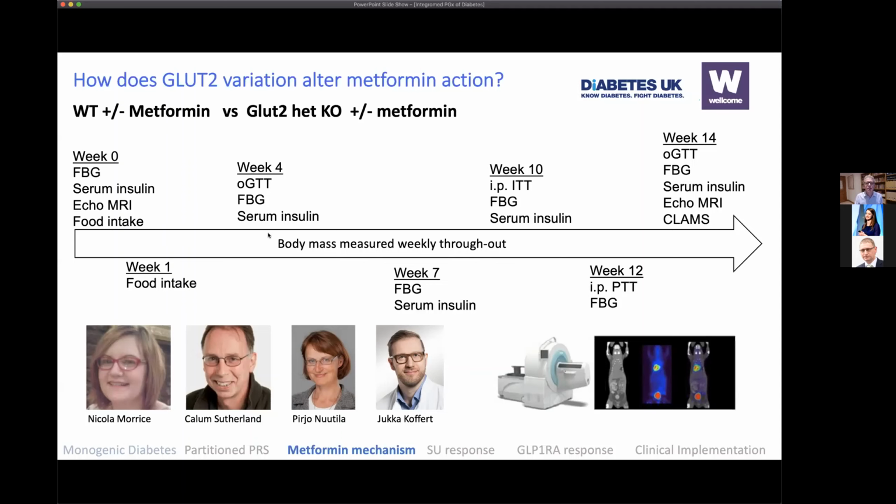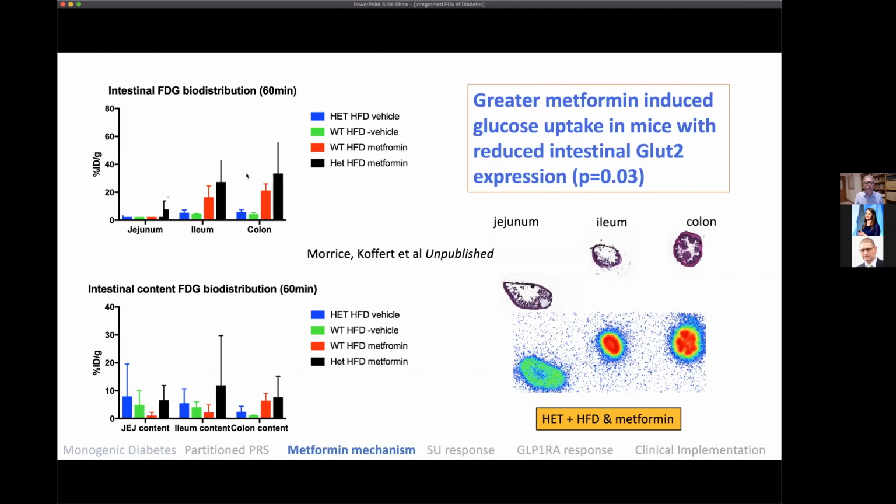When we put them into a PET CT scanner, we showed that metformin increases glucose uptake in the gut, as we'd expect, and that's the wild type individuals. But the group of mice who have heterozygous loss of function of GLUT2 have even greater uptake. So somehow our variant is increasing glucose uptake into the gut, and that may be why these patients are responding better to metformin. I say that's still very provisional data. We're still doing some more specific studies at the moment on this.